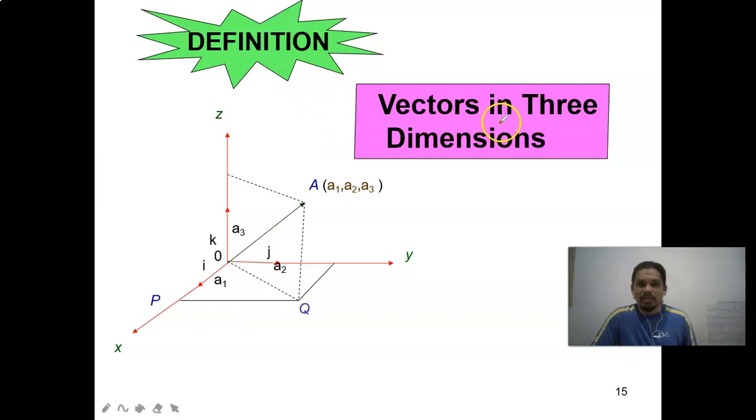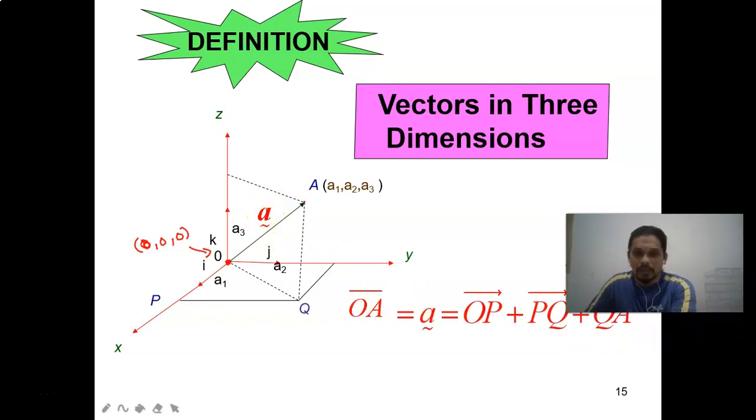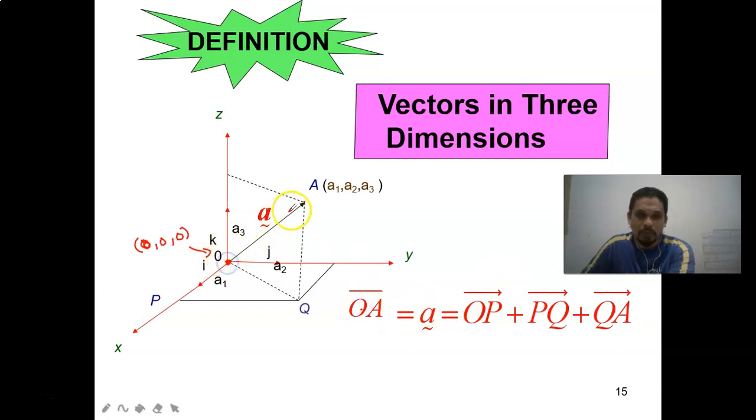Now, when given vectors in three dimensions, look at the vision here. This is the point of origin, with coordinate 0, 0, 0. From O to this point A, we denote it as the vector A here. Look at this one here now. O to A equals OP, from O to P, plus P to Q, and Q to A.